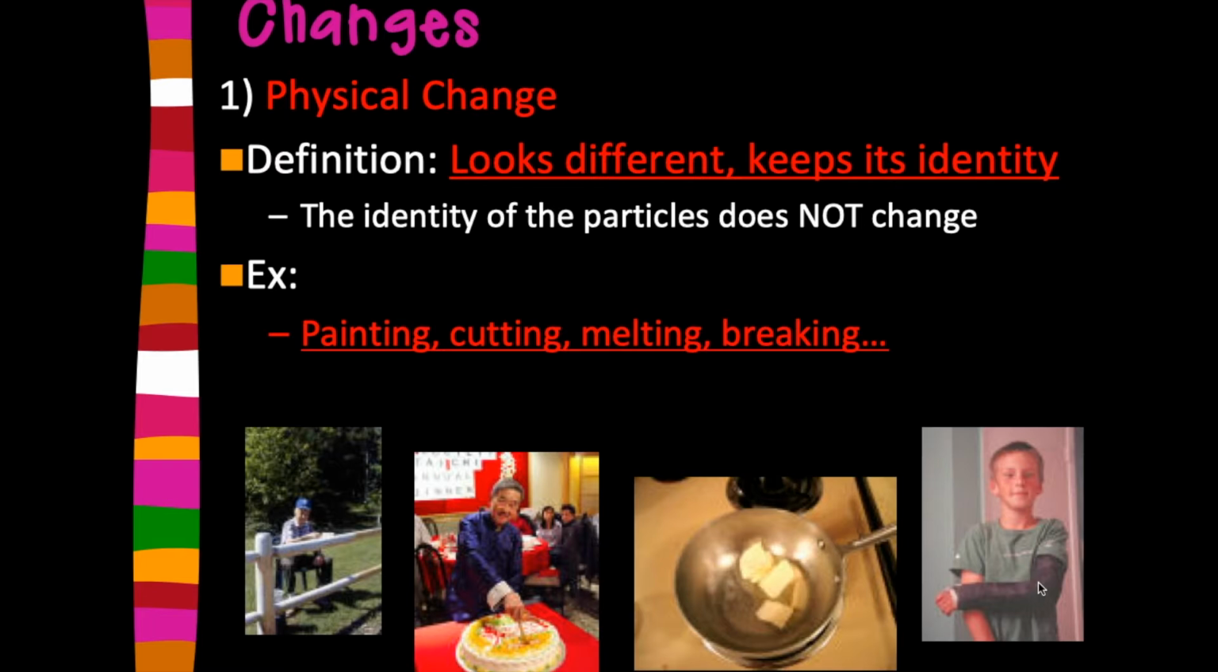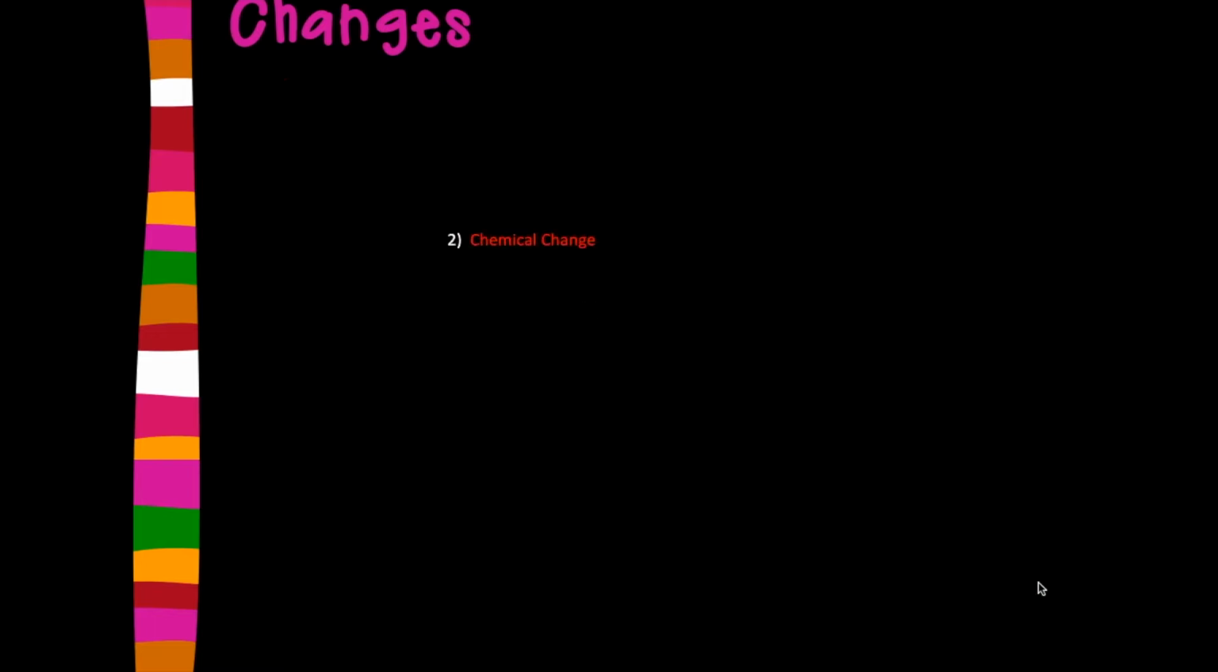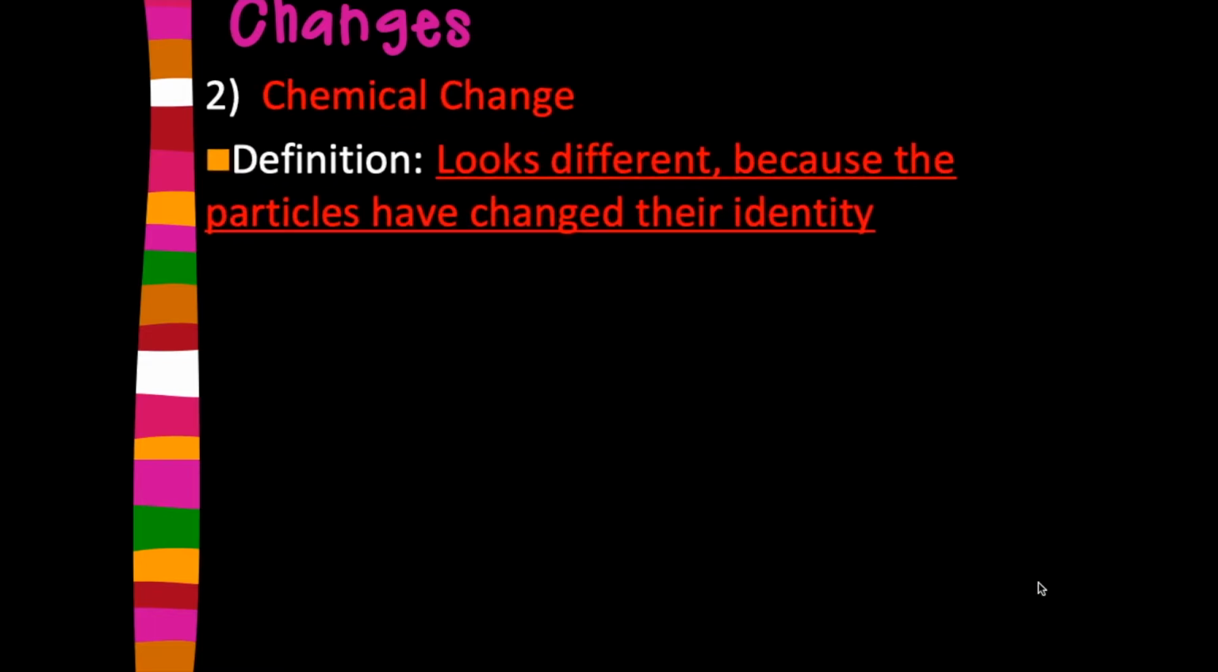So a physical change looks different, but it actually keeps its true identity. A chemical change, then, here we go. Here's what we've been leading to. This looks different because the particles have actually changed their identity. This is where we create new stuff.